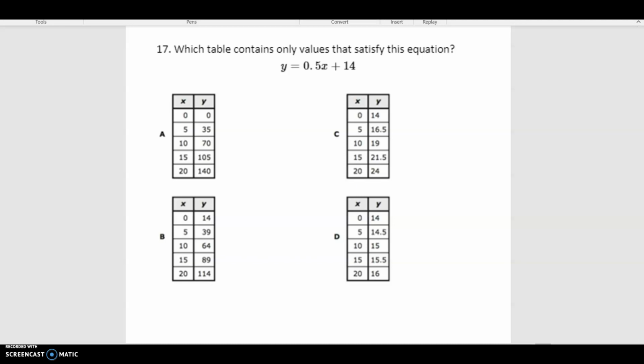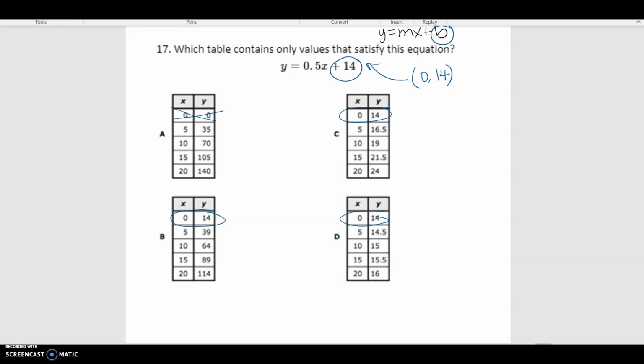So again, we know with our equation of y equals mx plus b, right? That the b is my y-intercept, okay? So the 14 is my y-intercept. That means that is the value of y if x is 0. So I'm looking for 0, 14. This has 0, 0, no. 0, 14 looks good. 0, 14, 0, 14. Amazing.